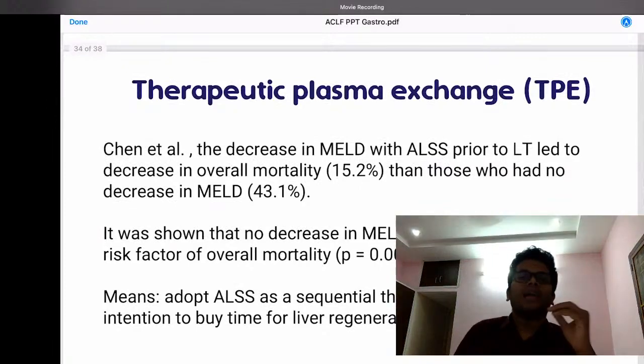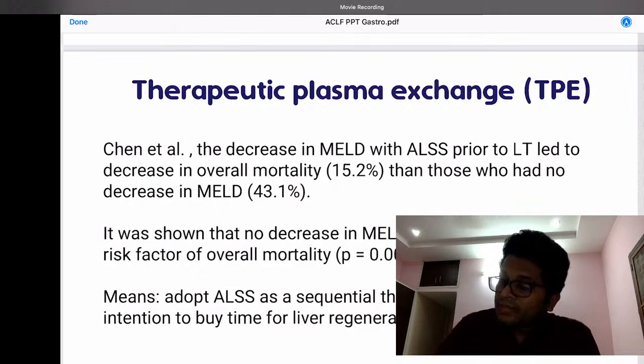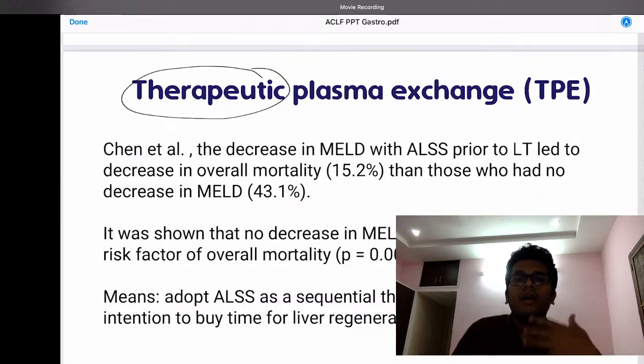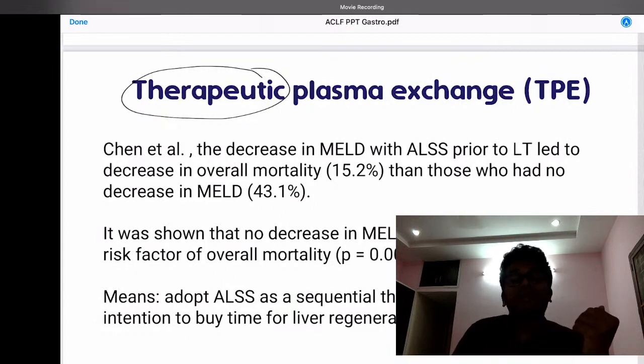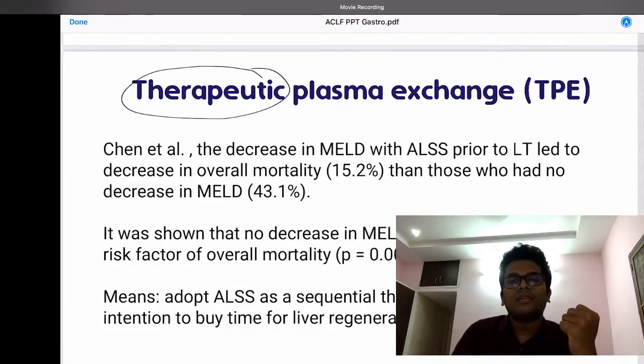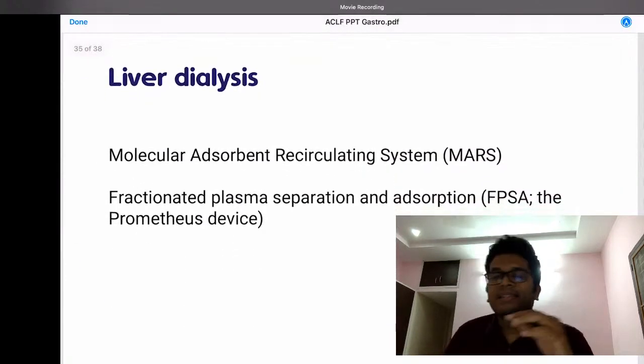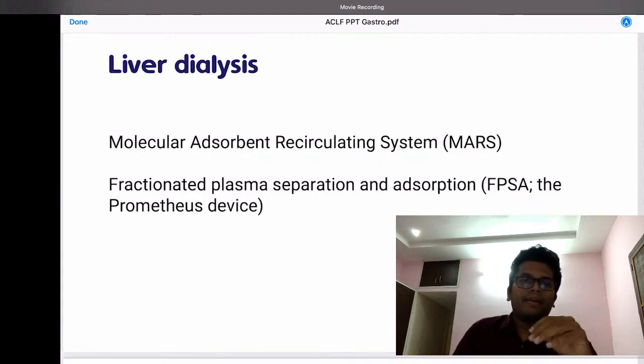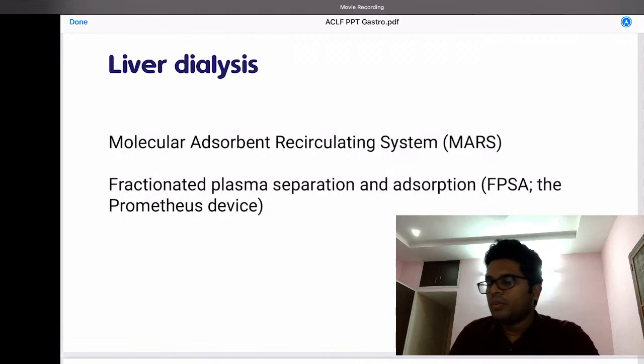So, a brief word on plasmapheresis. Of late, this is also being called liver dialysis, but this is not liver dialysis. Plasmapheresis is where therapeutic plasma exchange is done in order to remove the toxins and add some supplements which will help in buying time, and there are also studies which say that it improves the survival of some patients, and some patients can even avoid liver transplant and have a good transplant-free survival. Now, liver dialysis includes some methodologies like MARS and FPSA, that is fractionated plasma separation and adsorption. These studies may help or may not help. These are basically to buy time to put the patient to liver transplant.